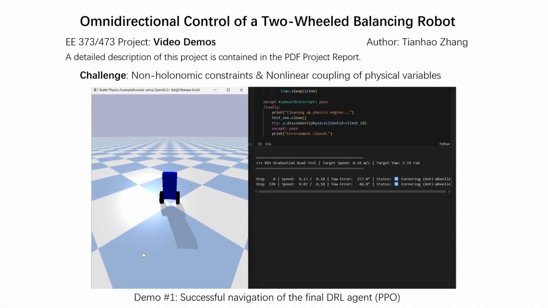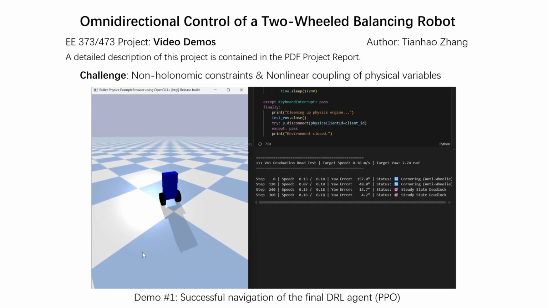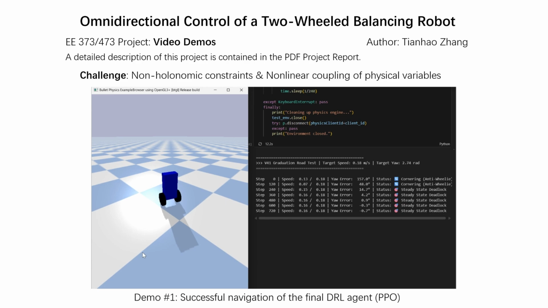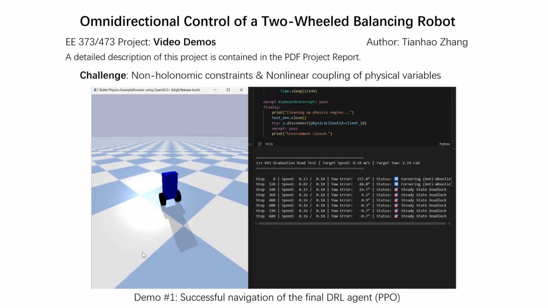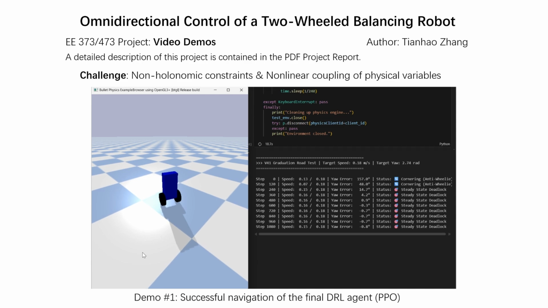Hello, welcome to the video demonstration of my EE373 final project, omnidirectional control of a two-wheeled balancing robot. My name is Tianhao Zhang, and a detailed description of this project is contained in the PDF project report.